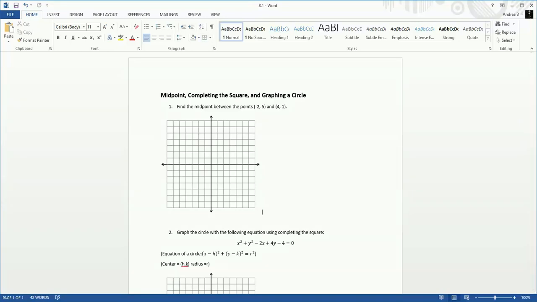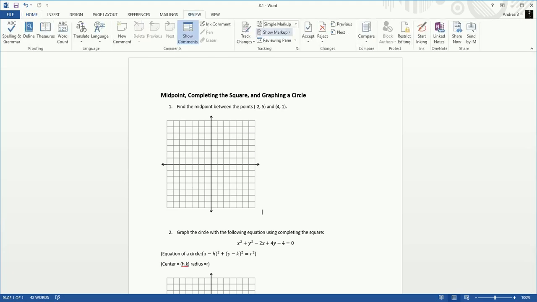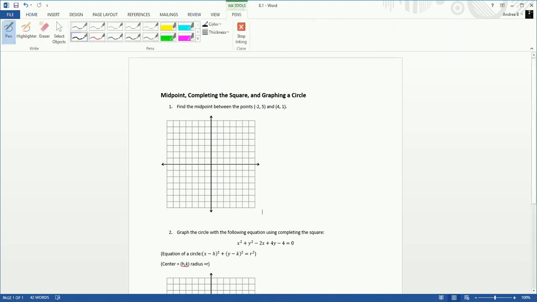Alright, for section 8.1, we're going to separate it into two videos since the second problem is a little bit longer one. For the first one here, we're going to find the midpoint between the points (-2, 5) and (4, 1). So first of all, we want to label our points. We have x1 and y1, since it's always x before y, just like the alphabet. And the subscripts of the 1 and the 2 have to do with the first point and the second point.